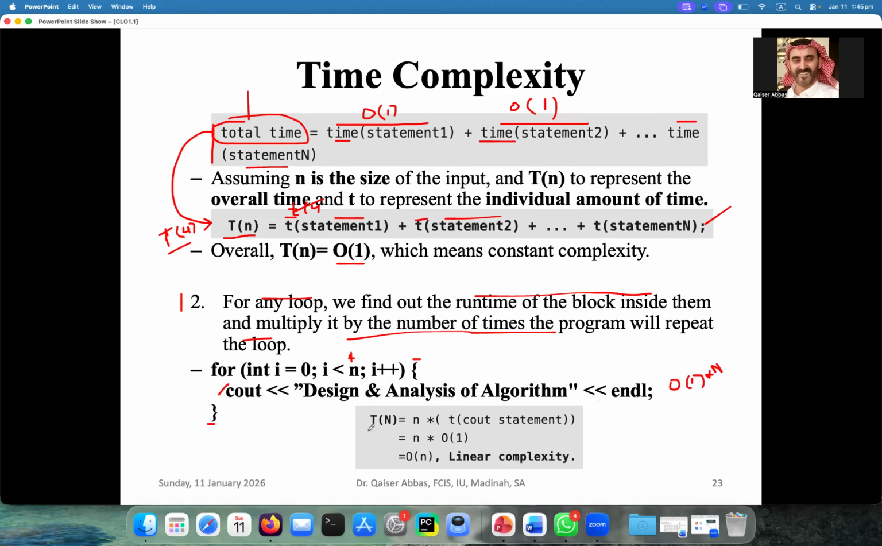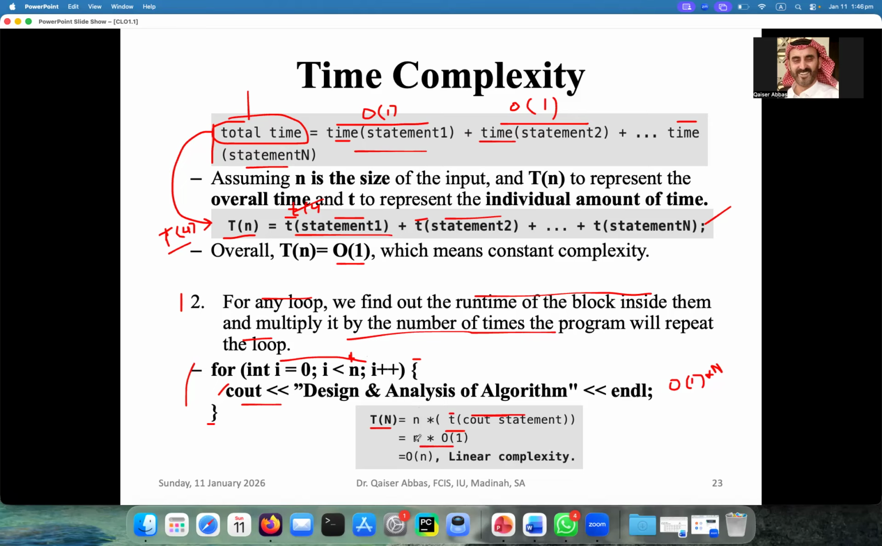So T of n, according to this statement, what would be the formula? T of n for this would be T, and this is the cout statement. T is the time for this statement, which is order of 1, multiplied by this n. n is the number of times this loop will execute.